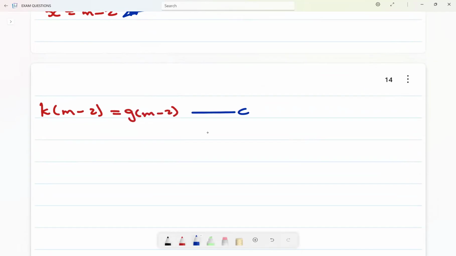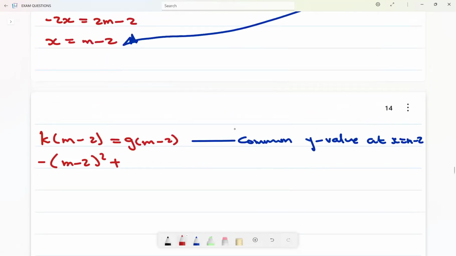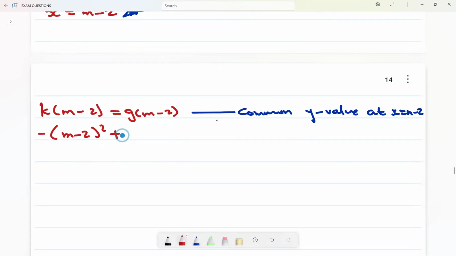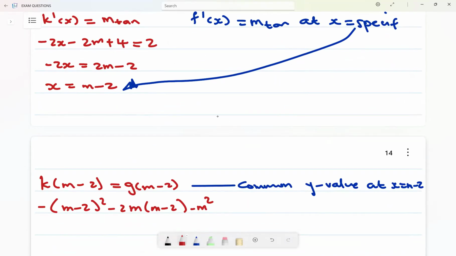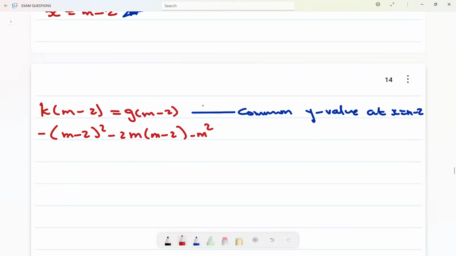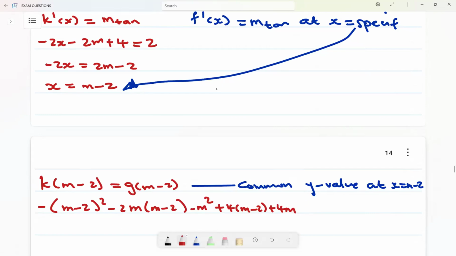So common y value at x is equal to m minus 2. And then let me try to substitute. Remember, I said it is negative into m minus 2 squared minus 2m x, and then minus m squared plus 4x, which is 4 into m minus 2, plus 5, equal to what? G of m.